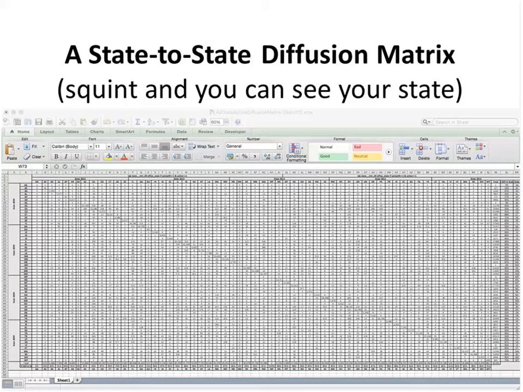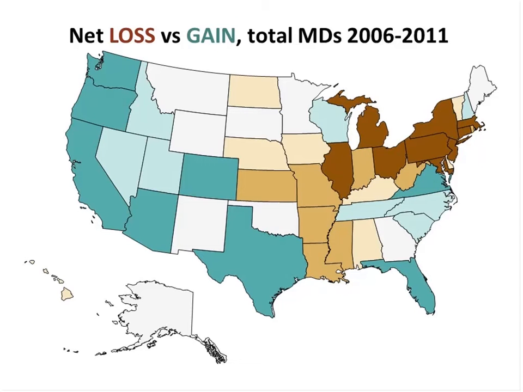Now, what we did was this, but this is at the state level. We actually did county to county, 3,080 counties by 3,080 counties, but this is the kind of matrix that is the background to the type of analysis. Then we tried to understand the characteristics of people who move from a place like somewhere in New York to a place like somewhere in Wyoming, and could we understand who is more likely to go from New York to Wyoming or in reverse. So the net loss or gain versus gain in total MDs, now this is just the number of docs who left and who were in both files, 2006 to 2011.